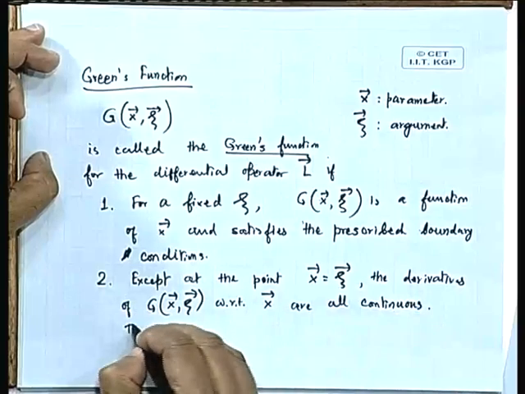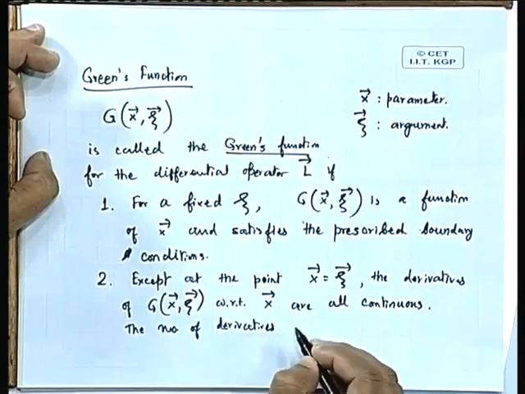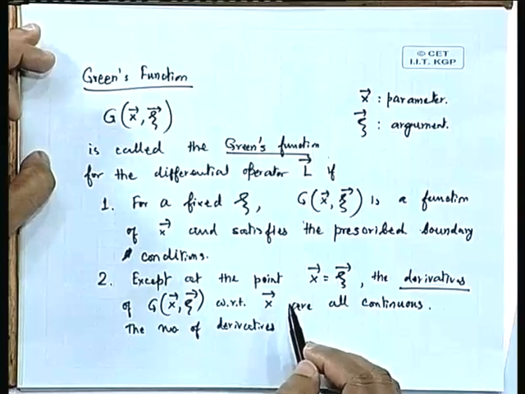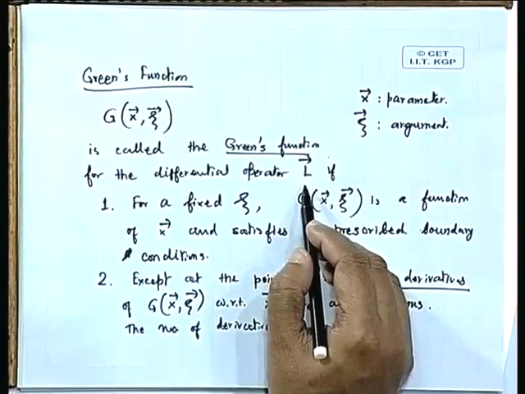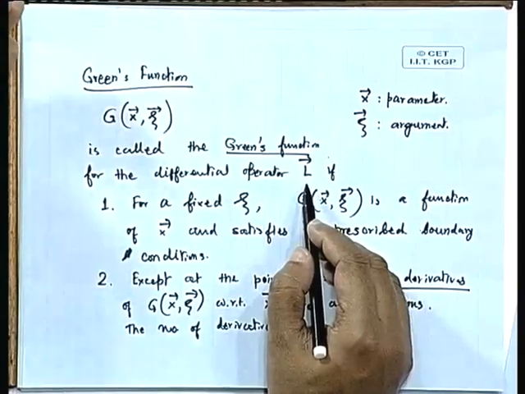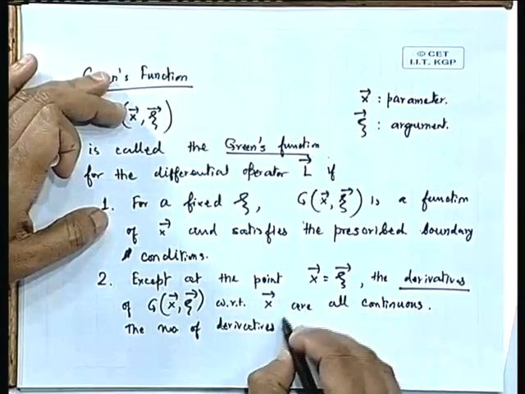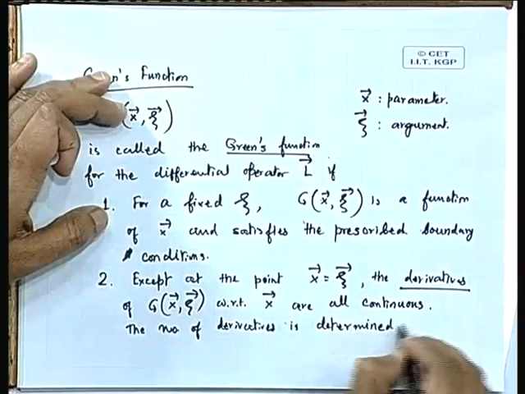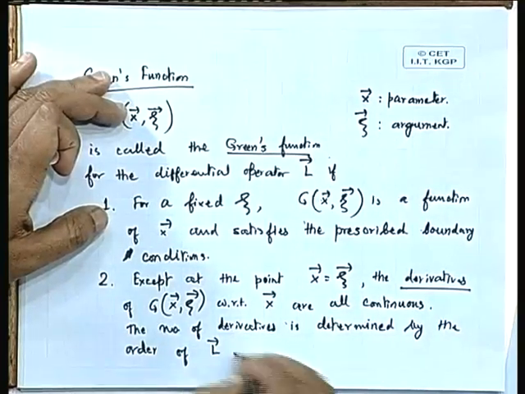The number of derivatives that we have to consider, that will be decided by this operator L, because I only said that it is a differential operator. I haven't said what order. It can be order 2, order 3, order n. So the number of derivatives which has to fulfill the continuity conditions is determined by the order of this operator L. So this is condition number 2.